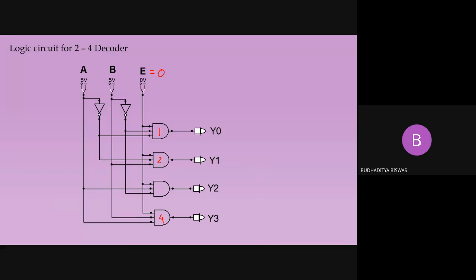Now, this one is actually connected to A bar, B bar. This one, the second gate, is connected to A bar, B. Third gate is connected to A, B bar, and fourth gate is connected to A, B. Okay. So that's why if A and B both are 0, 0, then all the inputs of the gate number 1 become 1. So that's why the Y0 is high. If A equal to 0, B equal to 1, then all the inputs of the Y2 become high and it will produce the output like this one. So this is called the decoder.